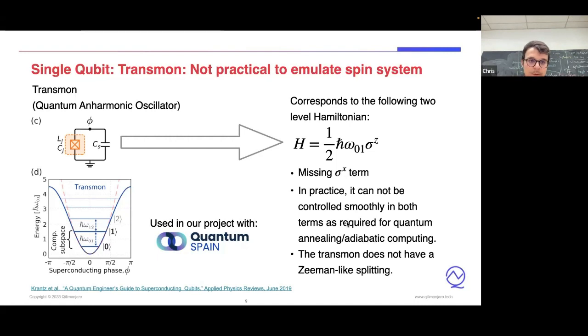And a bit more intuitive explanation is basically that the transmon doesn't have what we call the Zeeman-like splitting, which means that introducing a magnetic field changes the sign of the terms, as for a spin 1/2 particle. So this is not a good system to emulate a spin system.